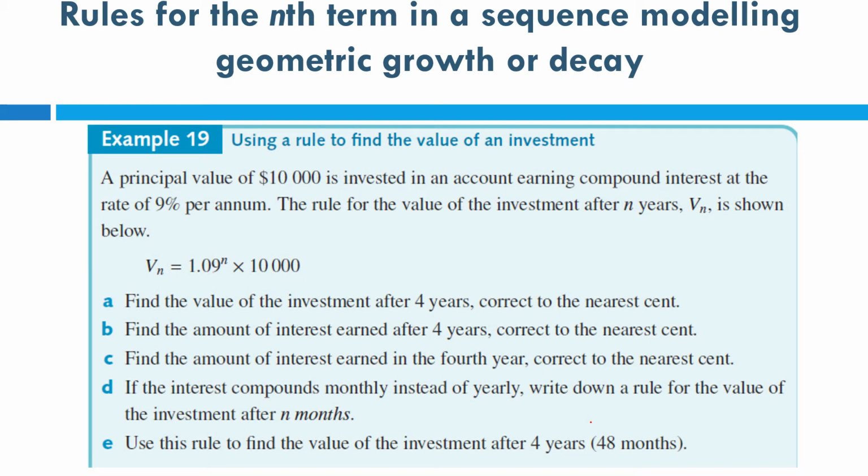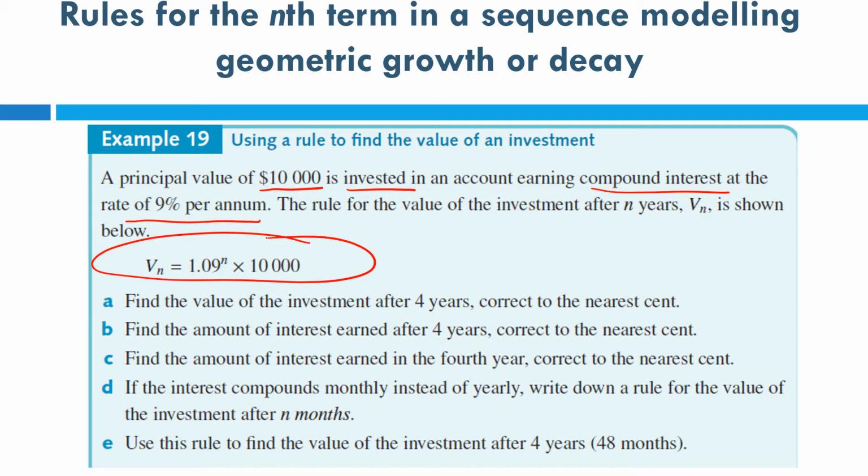The principal value of 10,000 is invested, so that's growth, earning compound interest at the rate of 9% per year. The rule for the value of the investment after n years, they've given us the rule. There it is there. Now it says find the value of the investment after 4 years, and find the value of interest earned after 4 years. So again, interest earned they want for that one. That's just a matter of dumping it into the calculator, getting your answer, and then subtracting the original principal amount. Very easy. And C says find the amount of interest earned in the 4th year. This is important, guys, in the 4th year.